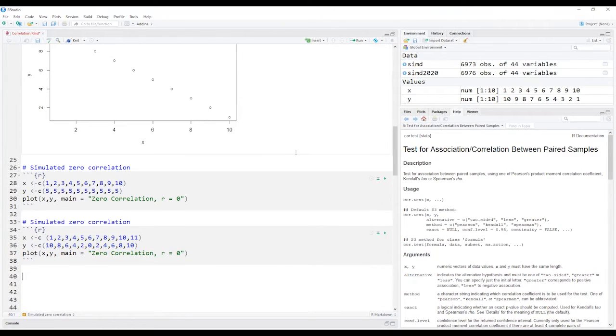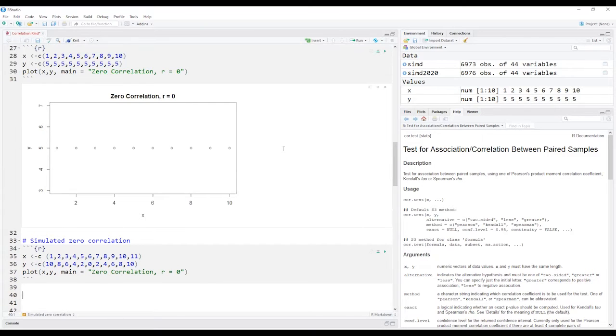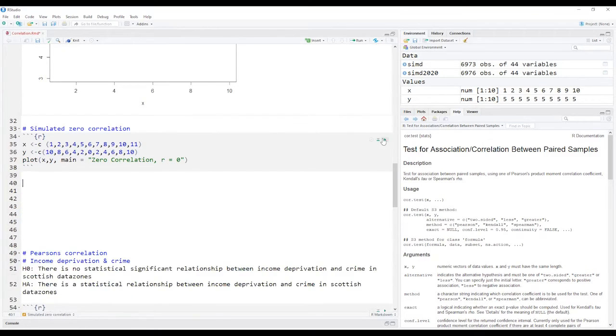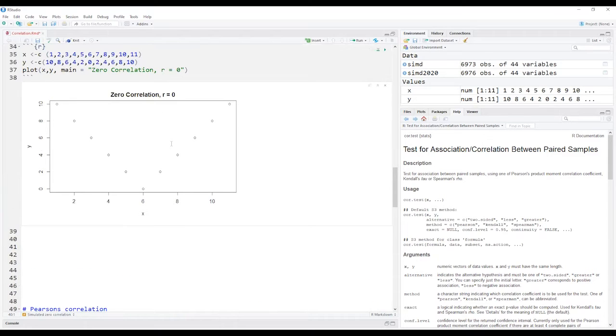Let's have a look at a coefficient of 0. So this plot shows that for every increase in X, Y basically just stays the same. So therefore, there is no relationship. Another example of zero correlation is this V shape that implies that Y is unrelated to any changes in X.